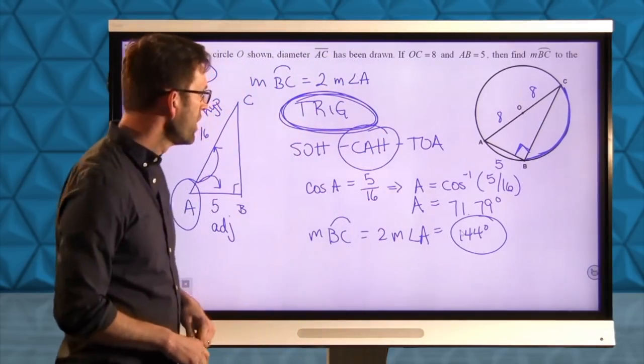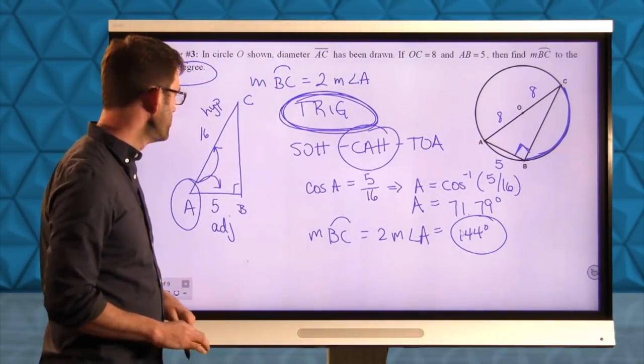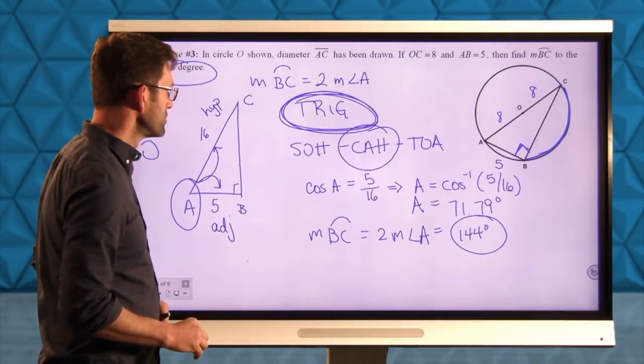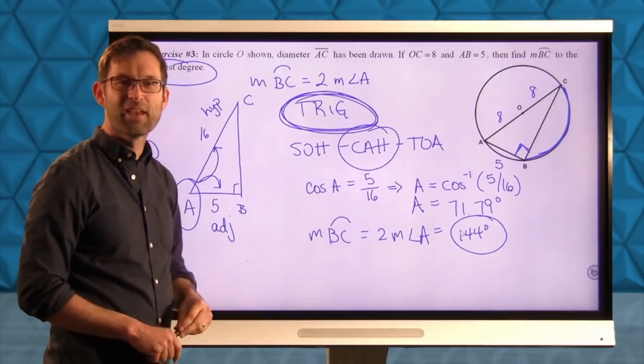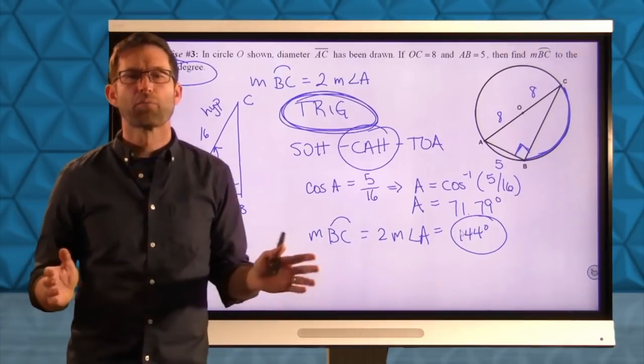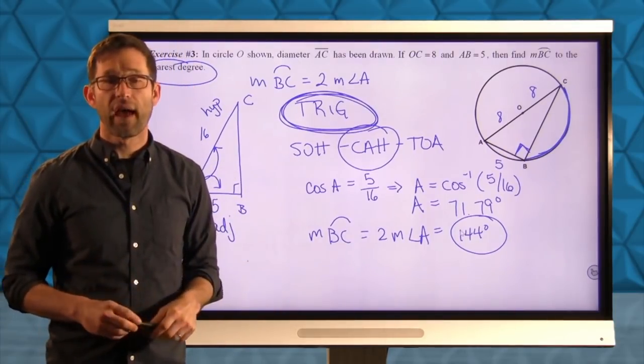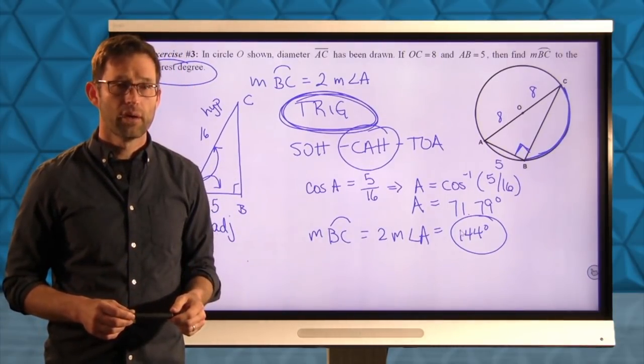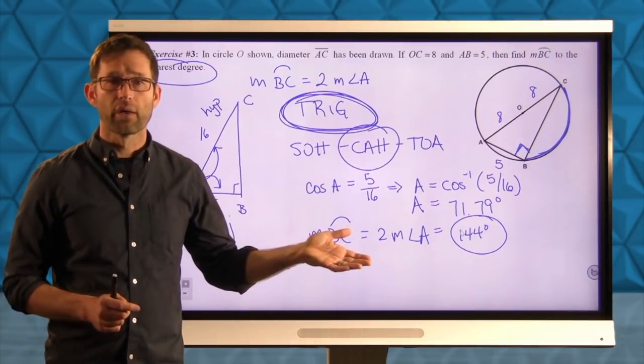144 degrees. Probably the hardest part of this problem, I'm going to just keep getting that pointer there. The hardest part of this problem is realizing that you have to use right triangle trig. Nobody mentions a right triangle in this problem.